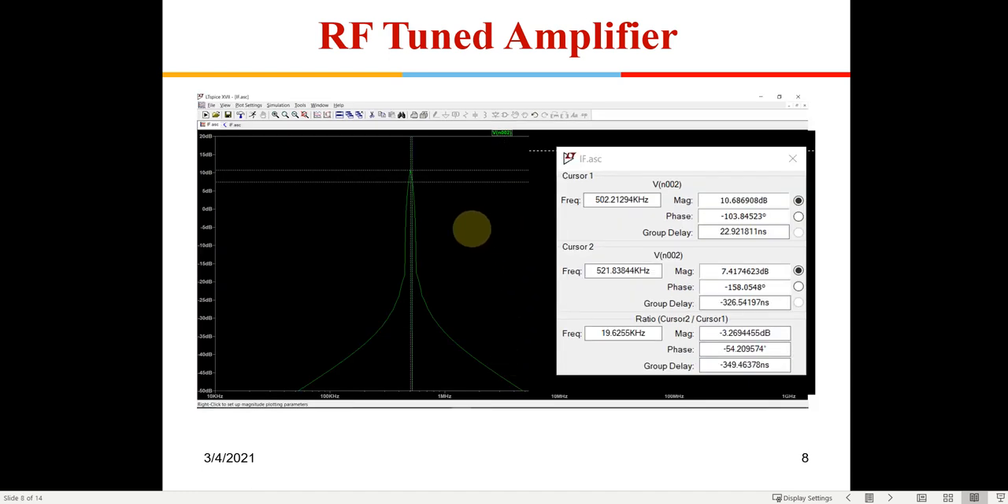Now let me see what the response is at, say, 500 kilohertz. I have changed the value of L and C, and now I have tuned this amplifier for 500 kilohertz. If I do that, I will see that the bandwidth is only 19 kilohertz on one side. So it is not going to pass frequencies which are beyond 19 kilohertz from the center frequency, right? So the bandwidth is actually 2 into 19. So obviously the next channel, which is spaced at 25 kilohertz, will be rejected by this filter.